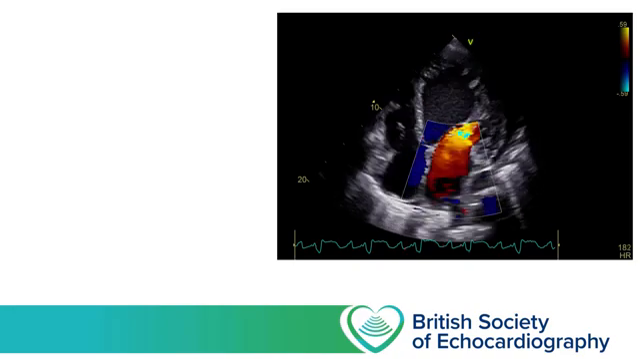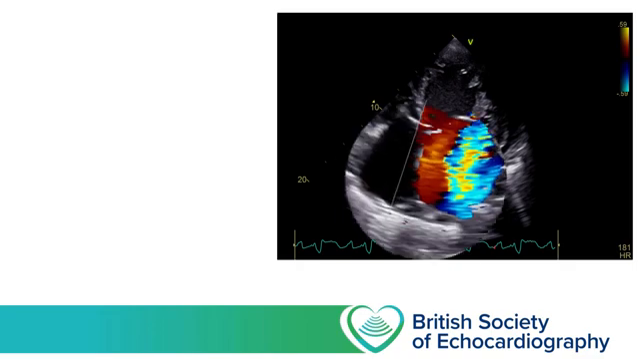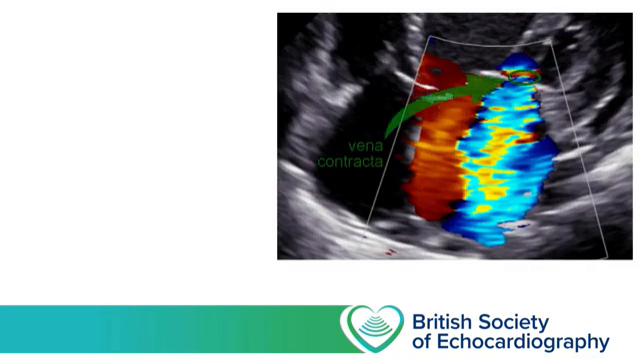Slowing the clip down and then pausing it allows us to clearly identify the three components of regurgitant flow: the flow convergence, vena contracta and jet area. And I've paused this clip in particular and highlighted the vena contracta here because I think this is a nice example of where we need to use caution in estimating the severity of regurgitant flow.